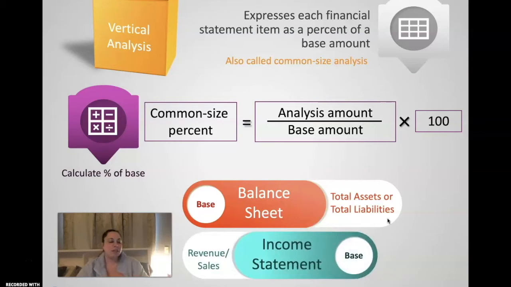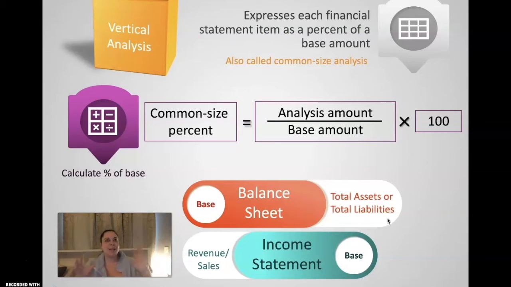Okay, if we're looking at an income statement, it's going to be your total sales number or your total revenue. It'd be the number at the top. That's going to be your base, and we're just going to take every other number below that and divide it by that base amount.